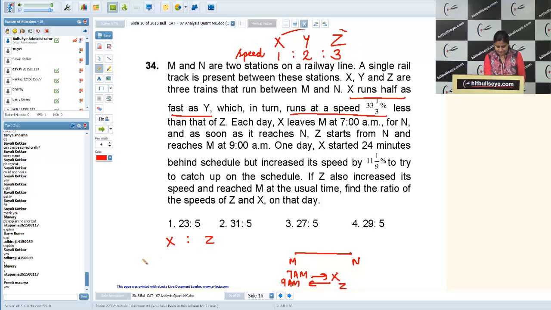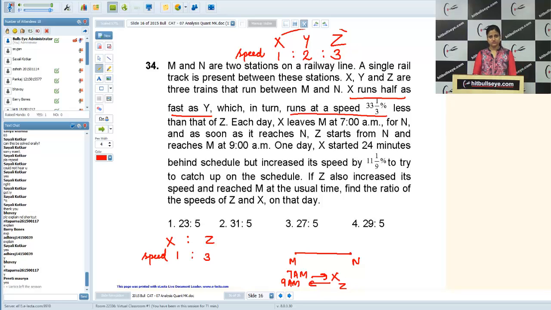Say X and Z, their speeds are in ratio 1:3. Y is not needed in this case. We'll make use of Y to find the ratio only. Now in the given rotation, X and Z both cover the same distance. Whenever distance is the same, speed and time are inversely proportional. So speeds are 1:3, so time will be 3:1.